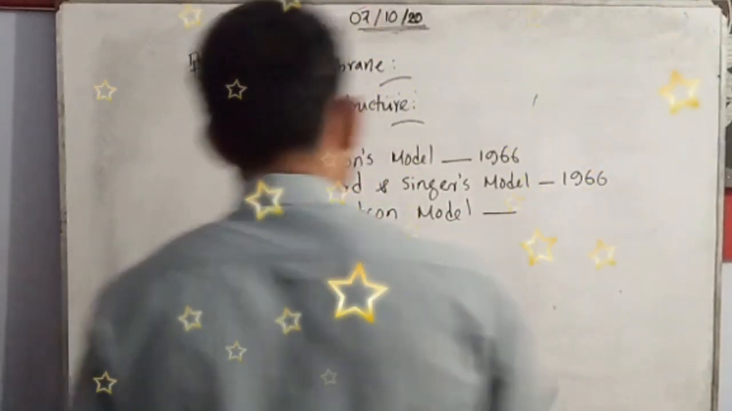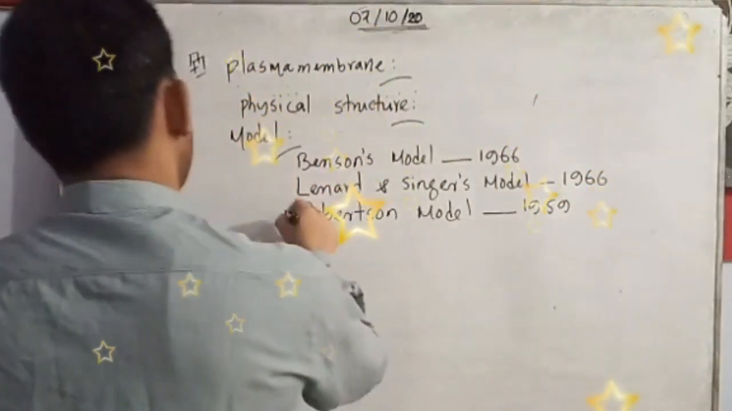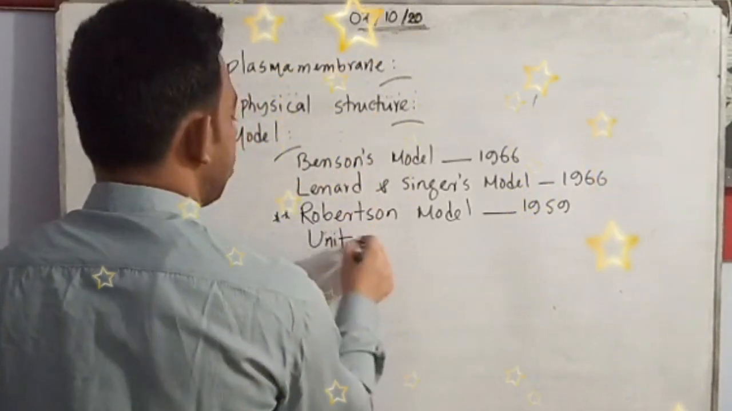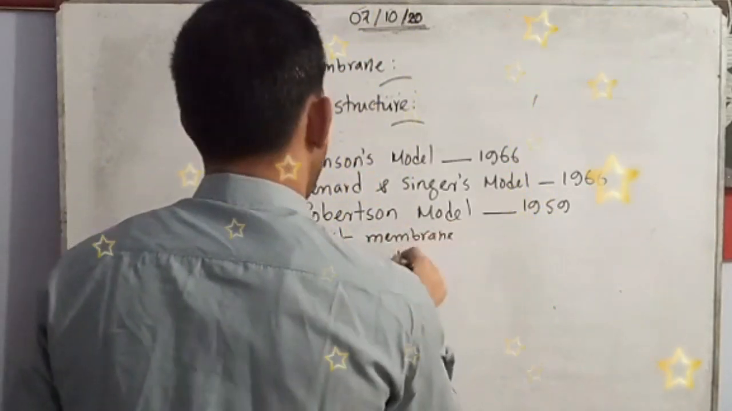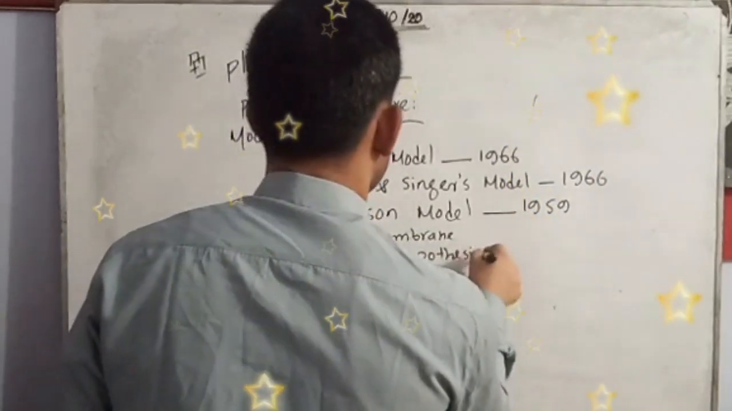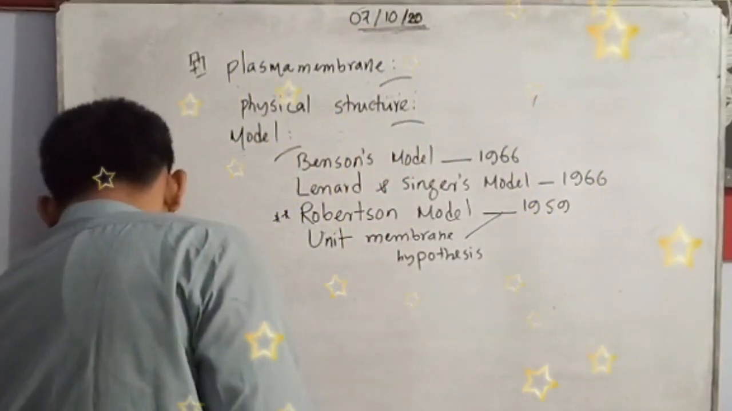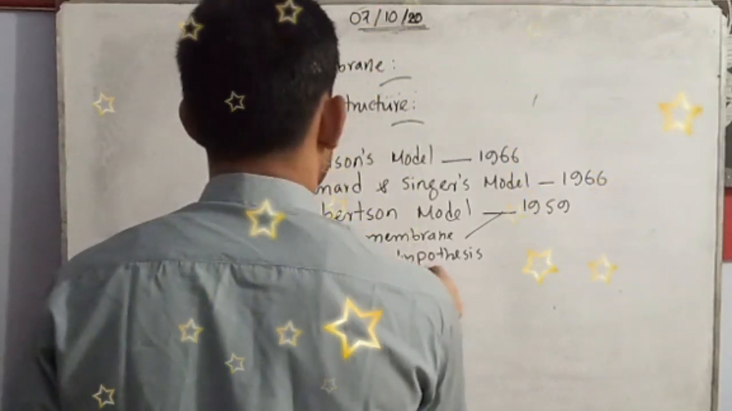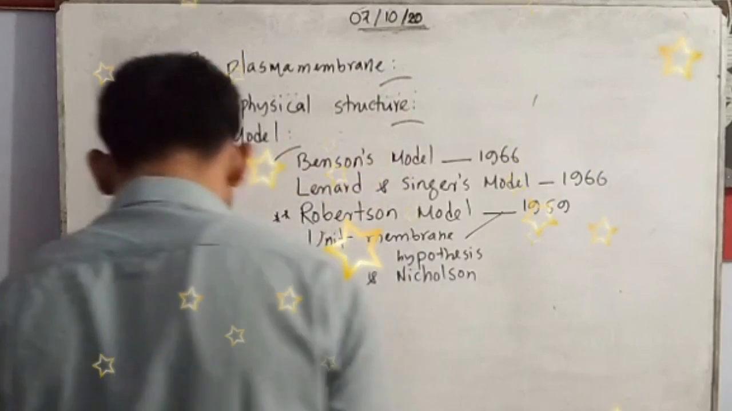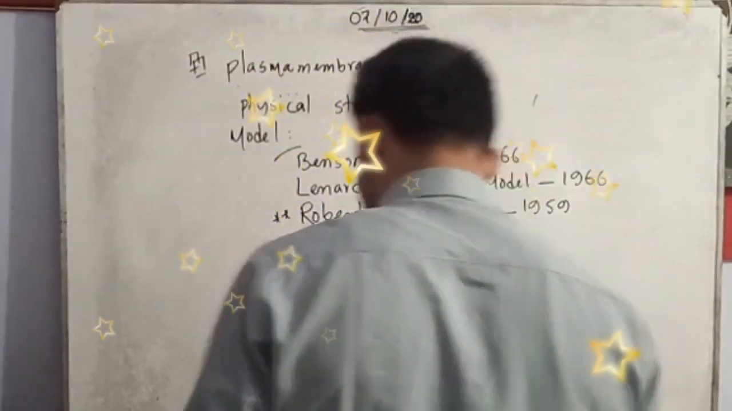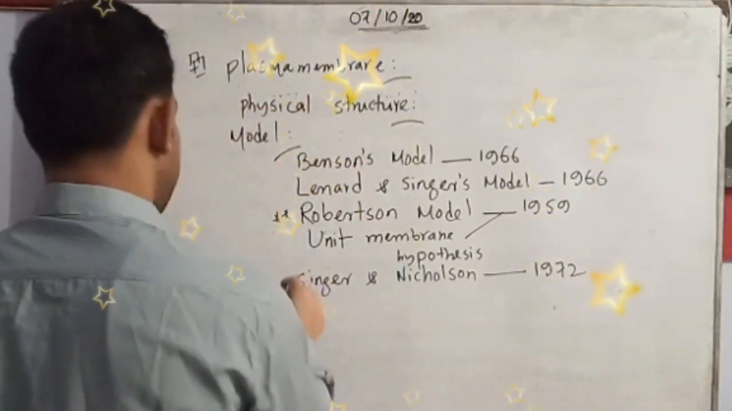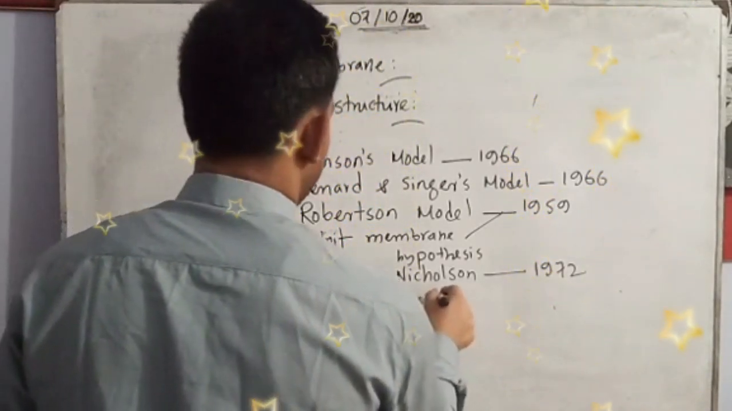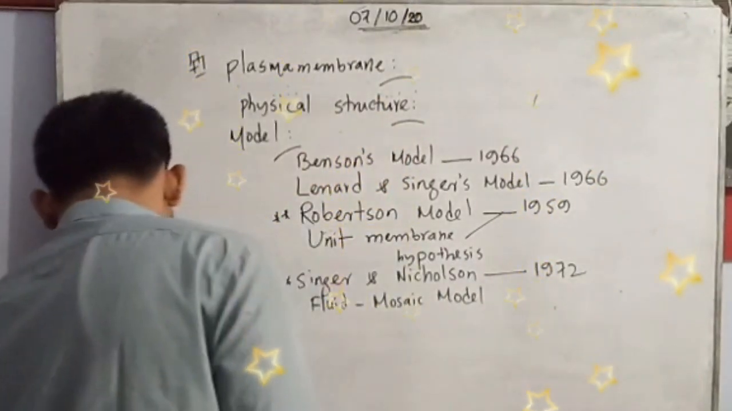The Robertson model was given in 1959, though it is earlier. This model is known as the unit membrane model, or the unit membrane hypothesis, in 1959. Singer and Nicholson, very, very important. We will discuss this in detail. Singer and Nicholson in 1972, their model is known as the fluid mosaic model, very important, this one.